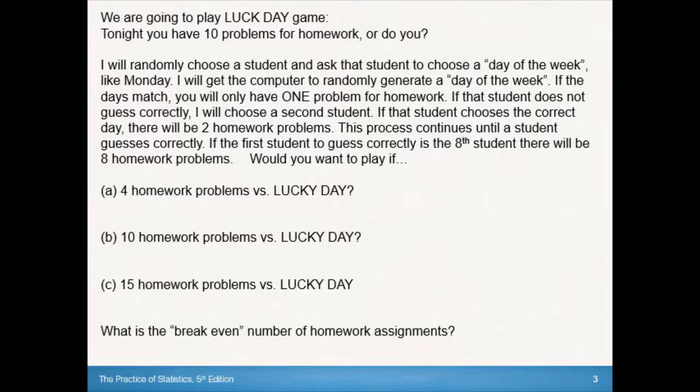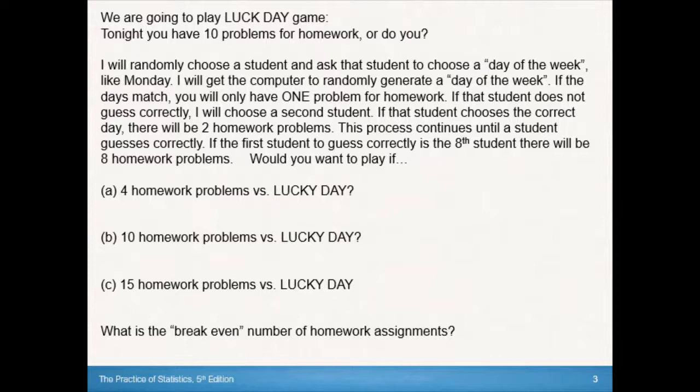And so the game goes as follows. I'm going to randomly select a student from class, and then that student will choose a day of the week, Monday, Tuesday, whatever. And then I'm going to get the computer to randomly generate a day of the week. If the person chosen correctly guesses that day, then that's considered success. And so if the first person guesses correctly, then we'll have one homework problem due.